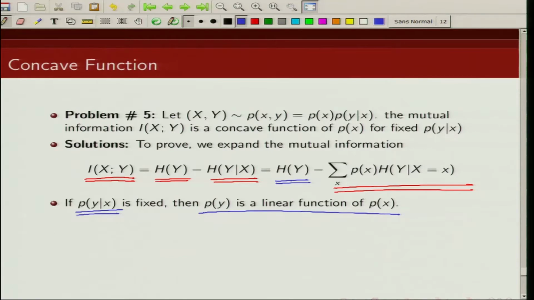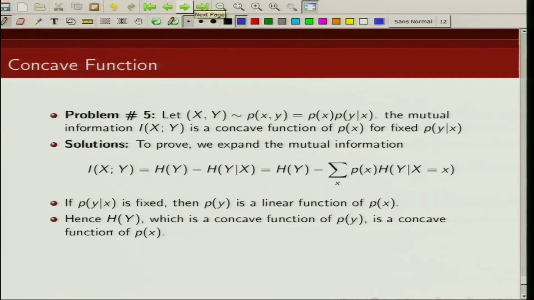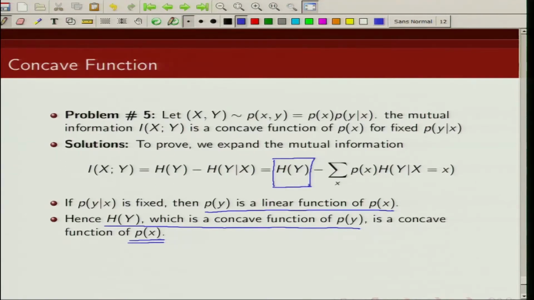So if it is a concave function of P of Y, it will also be a concave function of P of X, because P of Y for a fixed P of Y given X is a linear function of P of X. So then we can say that since H of Y is a concave function of P of Y and P of Y is a linear function of P of X, H of Y must also be a concave function of P of X. So what we have proved so far is this term H of Y is a concave function of P of X. Now let's look at this. This is a linear function of P of X, right. You can look at this expression, this is a linear function of P of X.